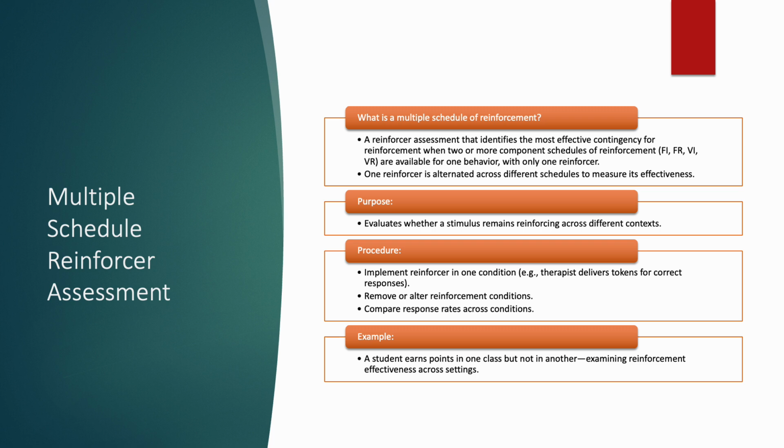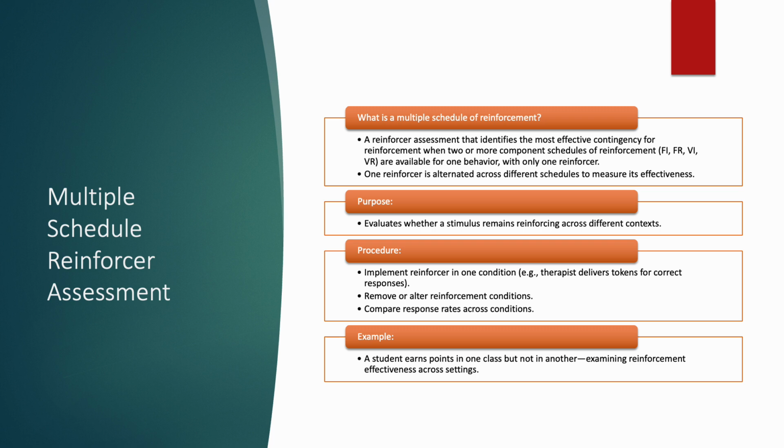When there are multiple schedules available at the same time, that's the concurrent schedule that we just talked about in the previous slide with the previous reinforcer assessments. Whereas multiple schedules are schedules that are occurring after each other. So they're not occurring at the same time.